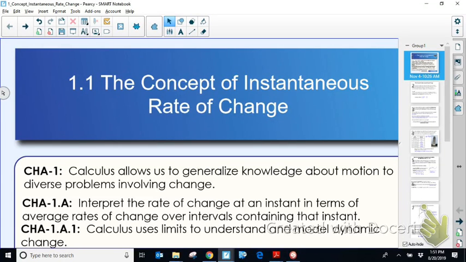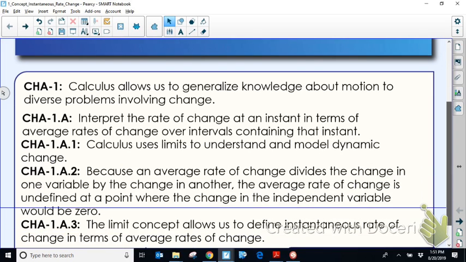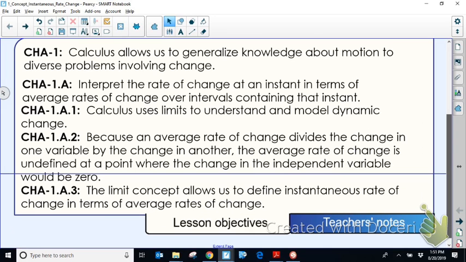Hey there, and welcome to the first of a set of videos that I'm going to be making about rate of change in calculus. This video is going to introduce you to the idea, or reintroduce you to the idea, of what rate of change is and how we're going to be using it in calculus to identify what is called an average or an instantaneous rate of change.